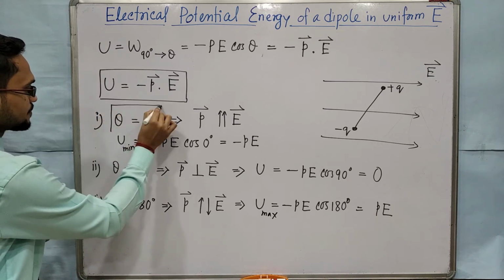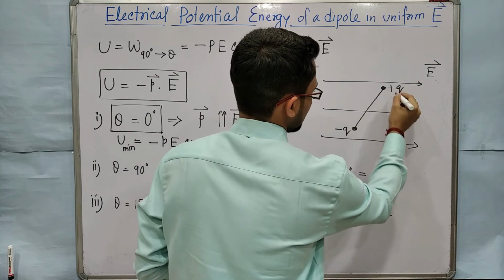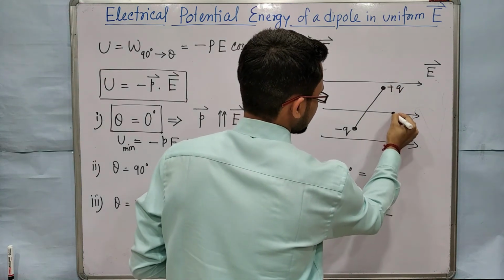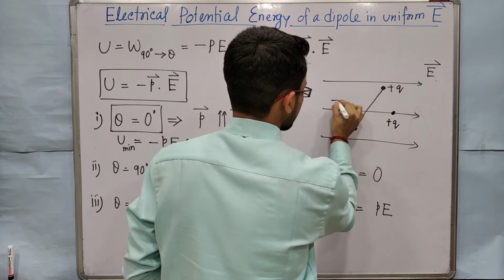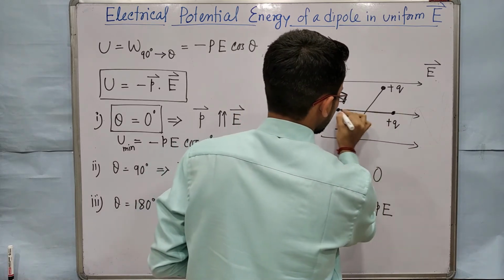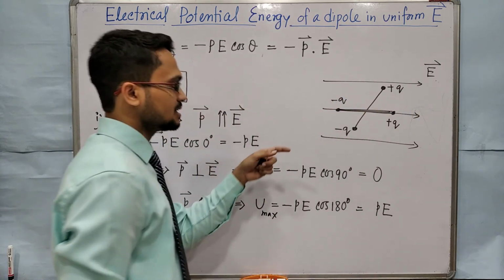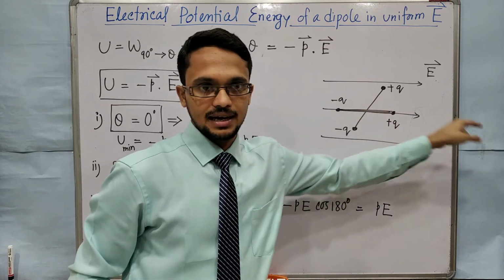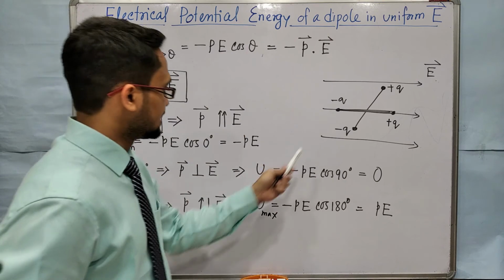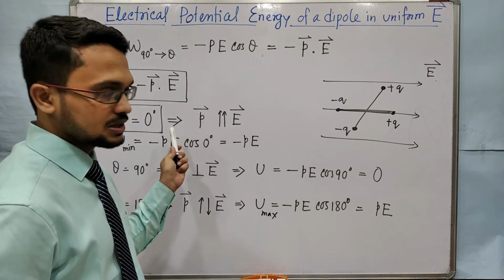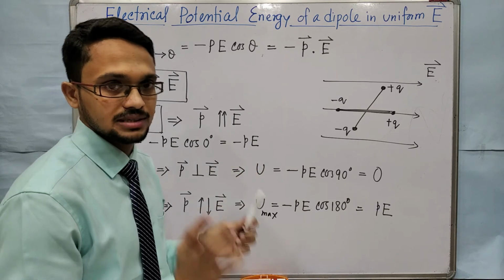Theta equal to 0. When theta equal to 0, it will rotate in such a way that after some time this plus Q will be here and minus Q will be there, and the dipole will be like this. That means the dipole moment is in the direction of E. So this is the position of minimum potential energy, theta equal to 0, and this is the value of minimum potential energy.